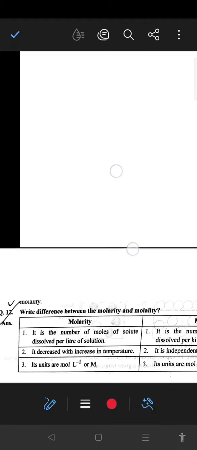So start karte hain first two. So first I write 2 marks carrying questions. So write difference between molarity and molality. So molarity is defined as number of moles of solute dissolved per liter of solution. In case of molality, it is defined as number of moles of solute dissolved per kg of solvent. Okay. And it decreases with increase in temperature. Molarity, it is dependent upon temperature. Units of molarity mole per liter and capital M denote kar dein. Molality mole per kg, small m denote kar dein.